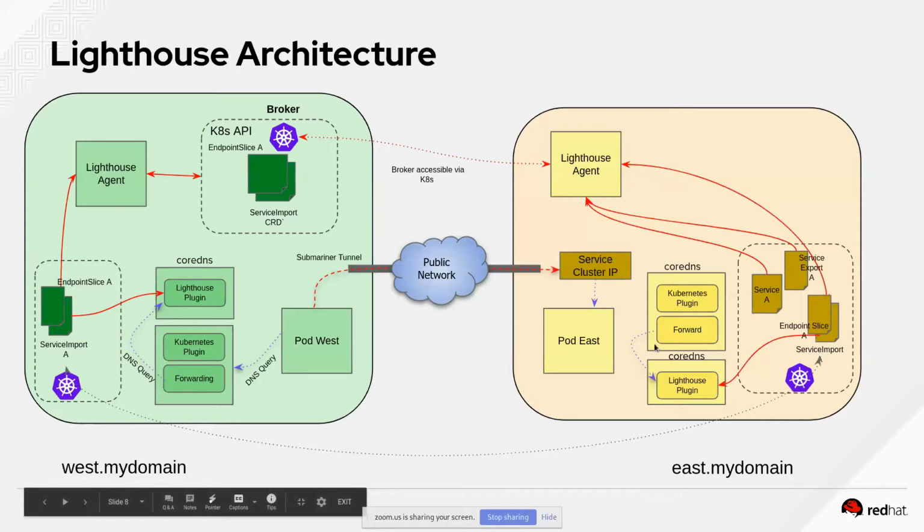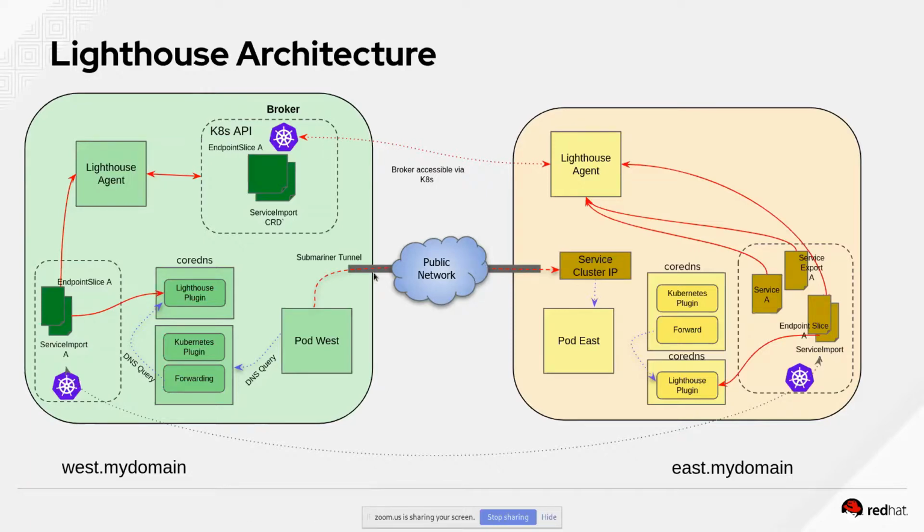So this is an example. We have two clusters, west and east, and they are connected by Submariner, which is indicated by this encrypted tunnel that goes over the internet. So there's a service A running on east. When you create a service export, the Lighthouse agent will listen for service export creation, look at the endpoints, and then create an endpoint slice and service import, which will be distributed to the broker, and then the Lighthouse agent over there will pull that copy from the broker and it will be available in its local DB.